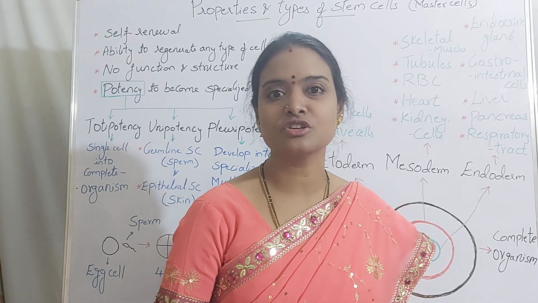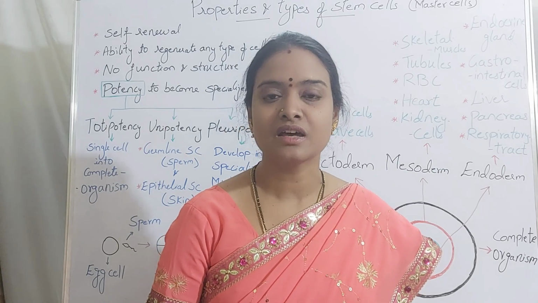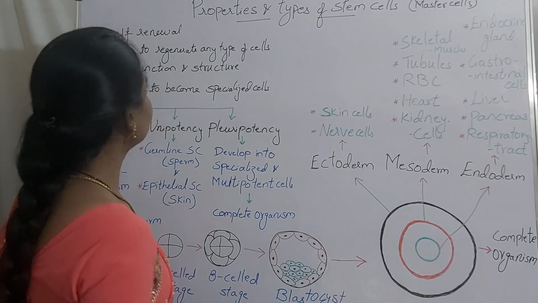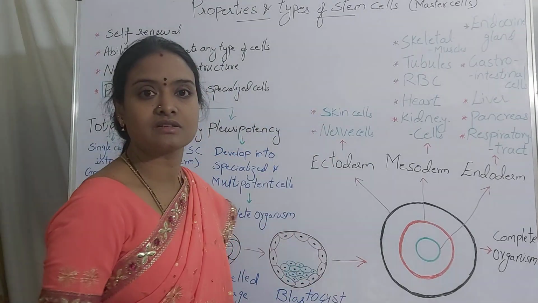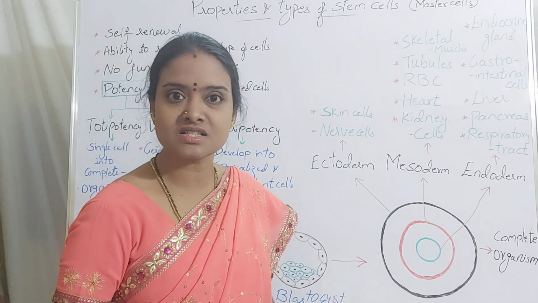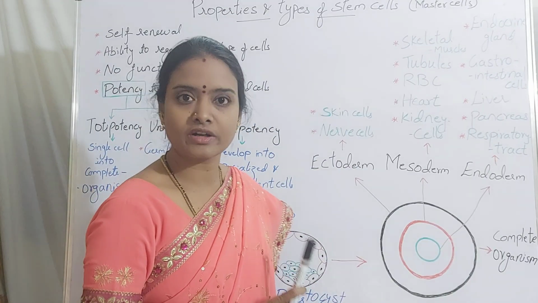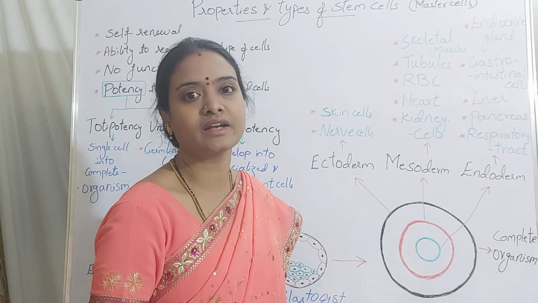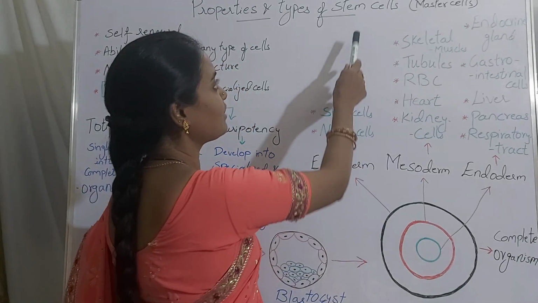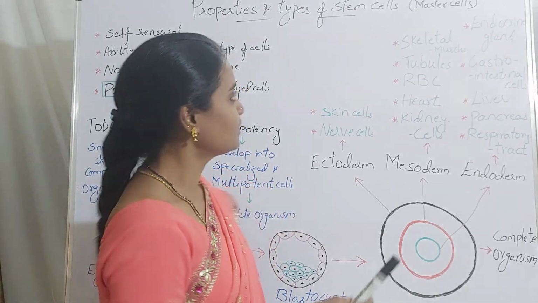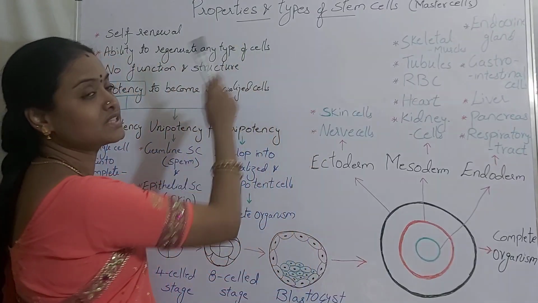In today's lecture we will discuss stem cells, their properties and their types. Right? So here, what do you mean by stem cells? Stem cells are nothing but the master cells, or you can call them the building blocks of organs, tissues, blood and the immune system. That means they have the ability to get transformed into any type of cell. Right? Coming to the properties of stem cells.